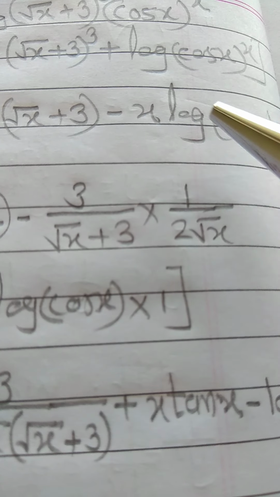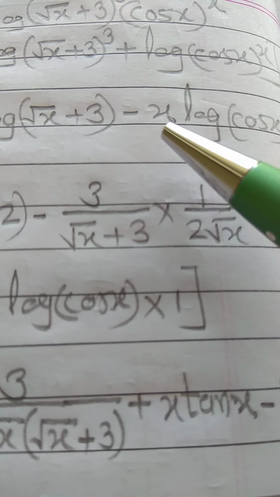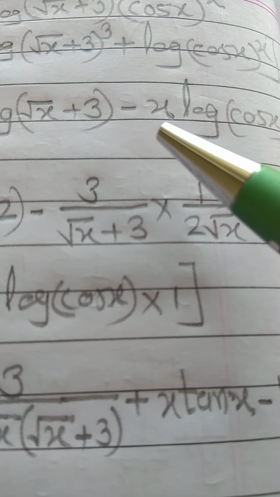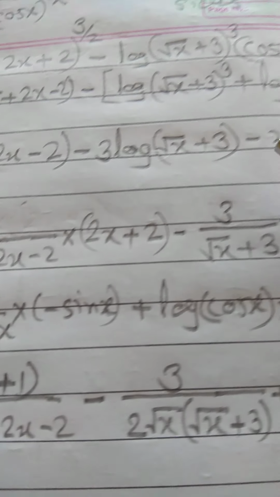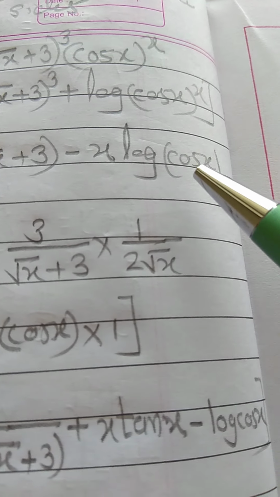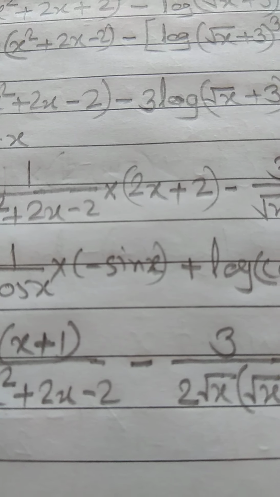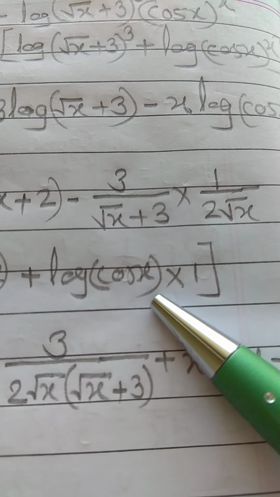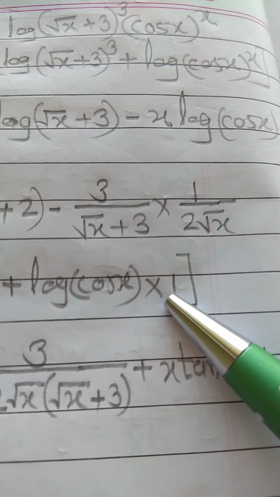Now this minus x log cos x. This function is of the type u into v. First function as it is, derivative of second one, plus second function as it is, derivative of first one. x, first function as it is, derivative of log of cos x will be 1 upon cos x, and derivative of cos x will be minus sin x. Now second function log of cos x as it is, and first function, that is x, derivative of x is 1 here.